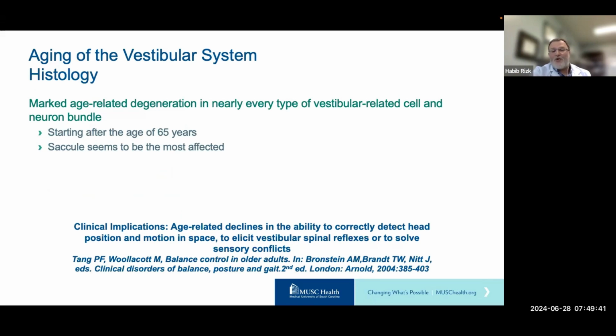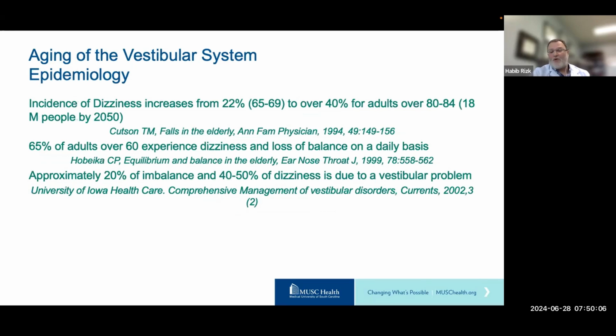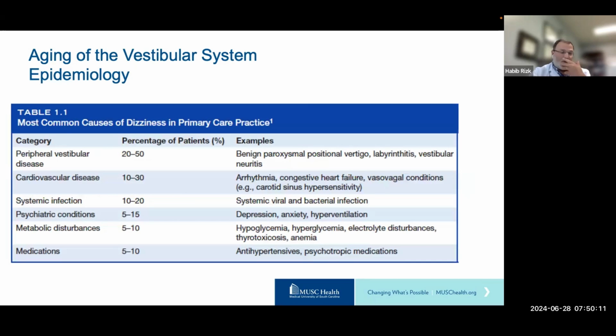There are a lot of studies that show the marked age-related degeneration of the peripheral end organ, starting at the age of 65, affecting mostly the saccule. And while earlier studies couldn't correlate it with caloric and rotary chair testing, with the VEMP and the vHIT, we have a better window into the functioning of those structures, and more evidence is coming to highlight the prevalence of those abnormalities. It's no secret that dizziness increases with age, and about 50% of those patients may have peripheral vestibular disease as a cause of their dizziness and imbalance.